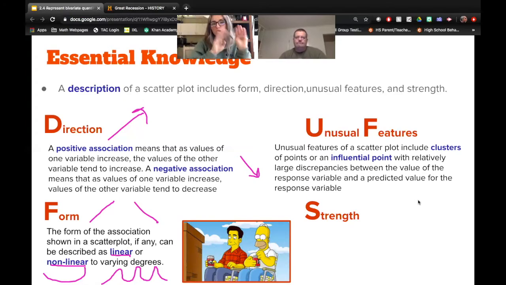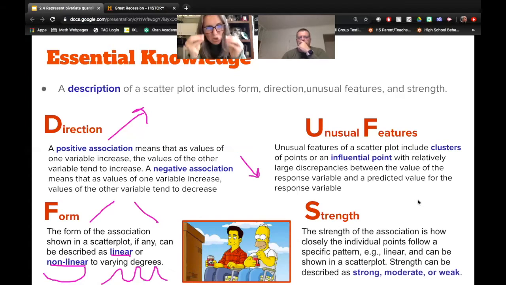Now, we talk about direction. We talk about unusual features. We talk about form, linear, not linear. We probably need to talk about the strength of that form. And a lot of times, if you've ever seen any of this regression stuff or any of this modeling in a previous class, you have a very false understanding of this. They're not going to argue with you. You say moderate or weak.